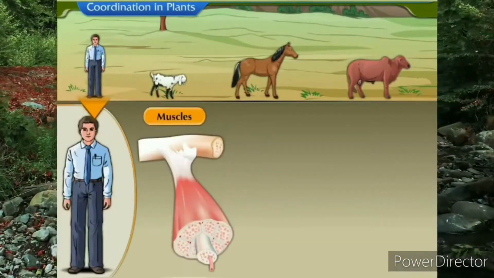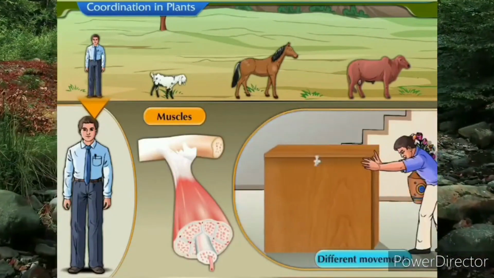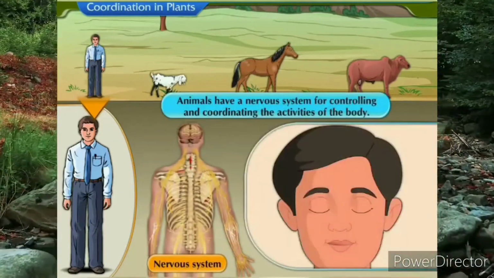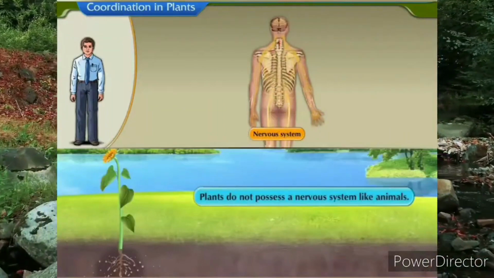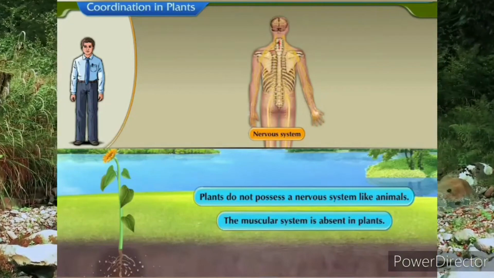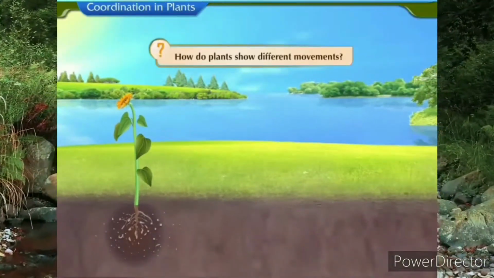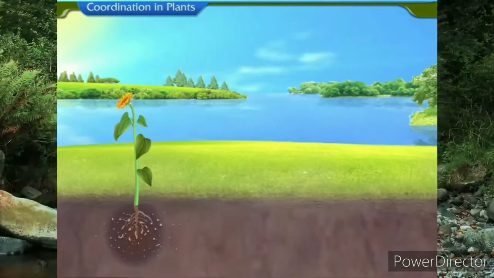Animals have muscles with the help of which they are able to perform different movements. They also have a nervous system for controlling and coordinating the activities of the body. Plants do not possess a nervous system like animals. The muscular system is also absent in plants. Then, how do plants show different movements? Let us learn about it.